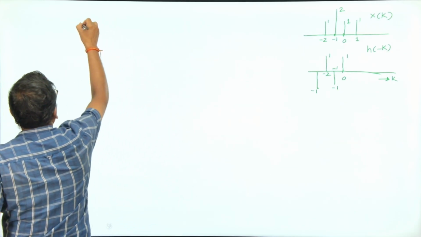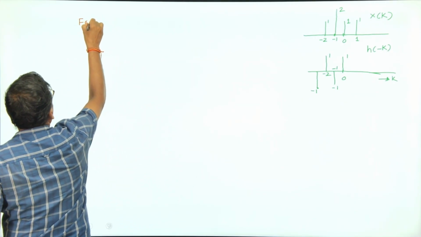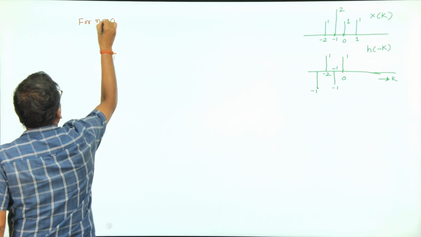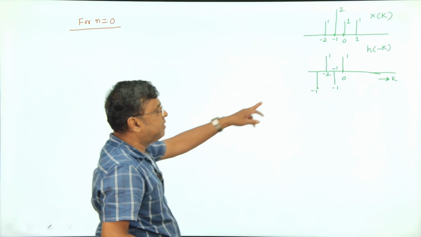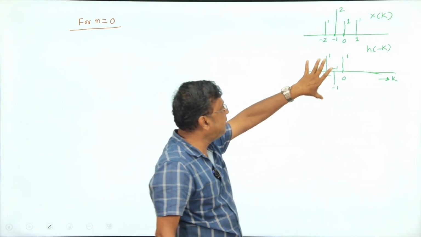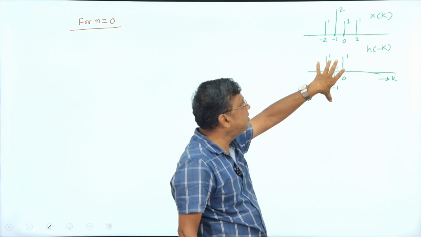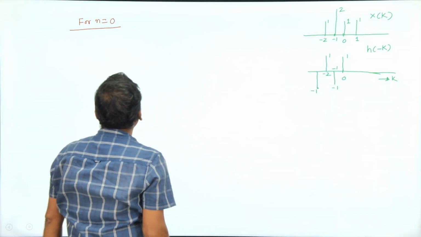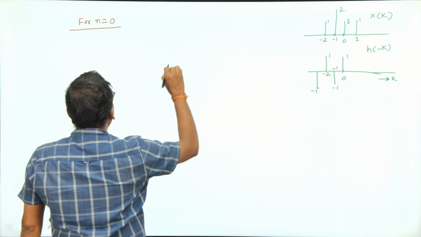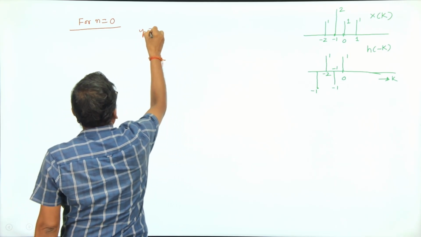For n equal to 0, this is your x of k and this is your h of minus k. K equal to 0 means whatever this h of minus k, as it is, x of k and h of minus k. So x of k, h of minus k, that is your y of 0.